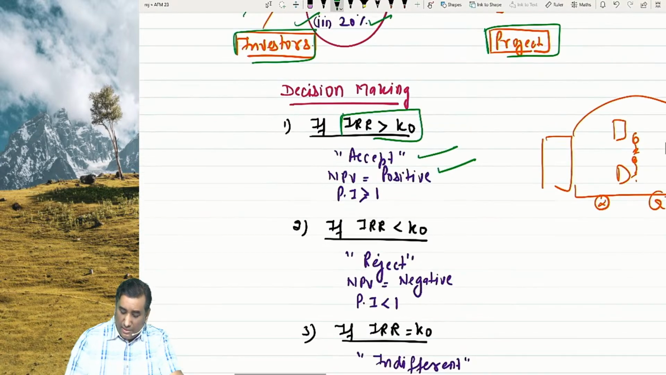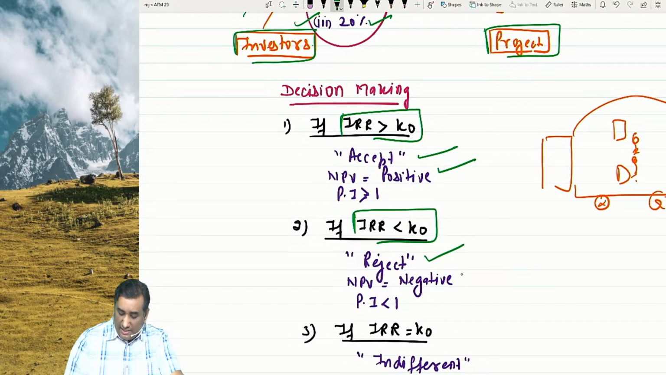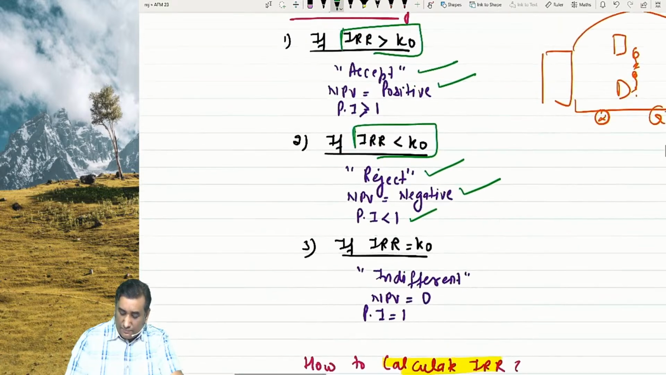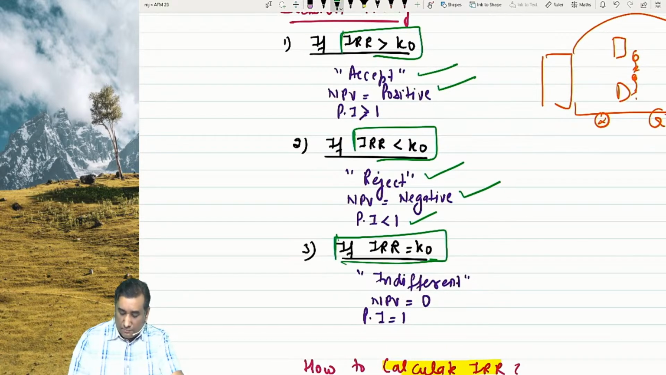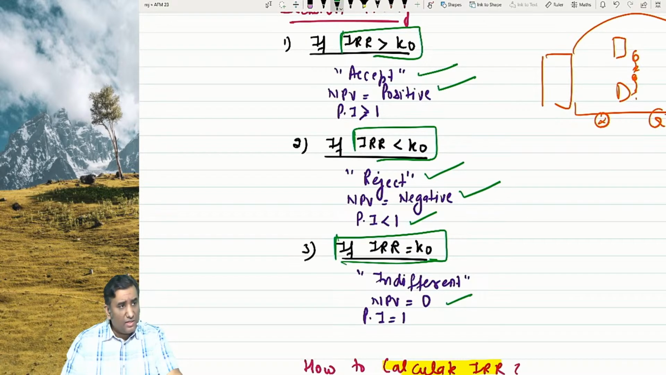NPV would be positive. IRR less than cost, reject, NPV would be negative, PI less than 1. IRR equal to KO, NPV would be 0. Actually, the mathematical definition to calculate IRR is that rate at which NPV becomes 0.